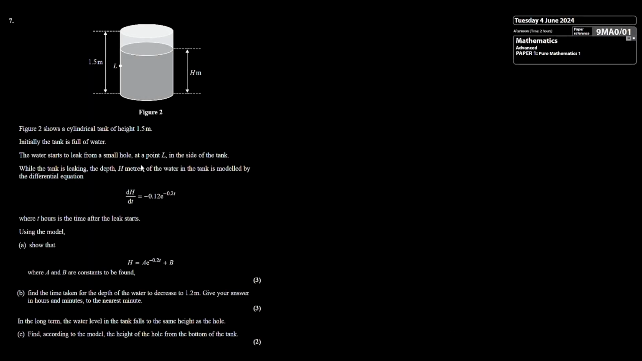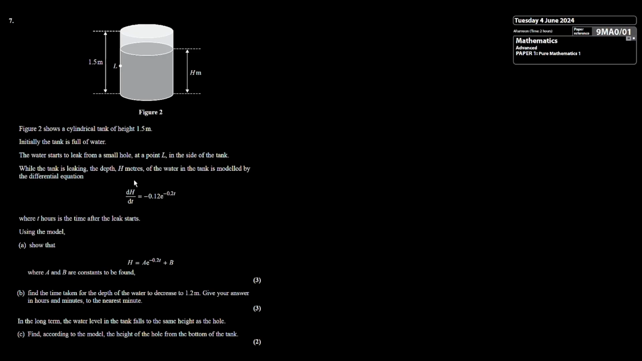Okay, question 7. We've got a cylinder of water. There's a hole in my bucket, dear Liza, and here's the hole, and water is leaking out such that the height goes down, presumably to the limit of the height of the leak. So initially the tank was full of water, so the height above the base was 1.5.